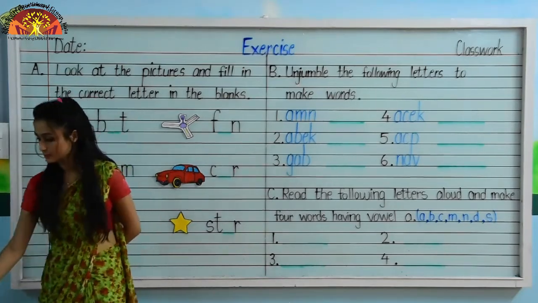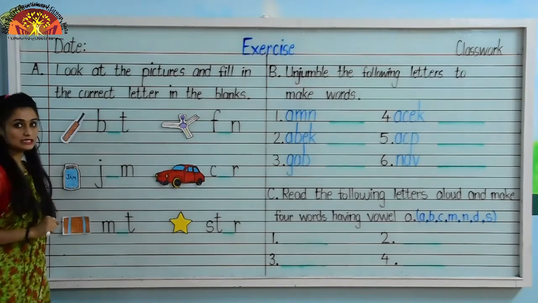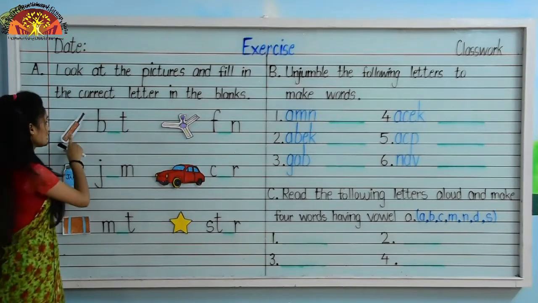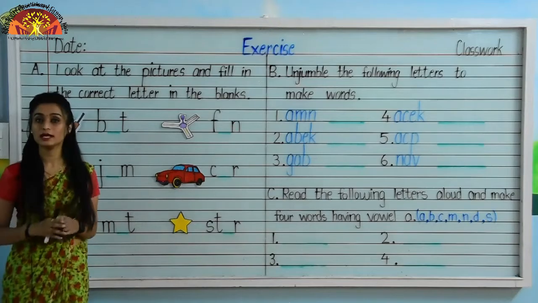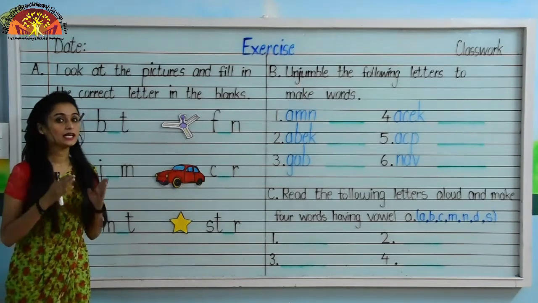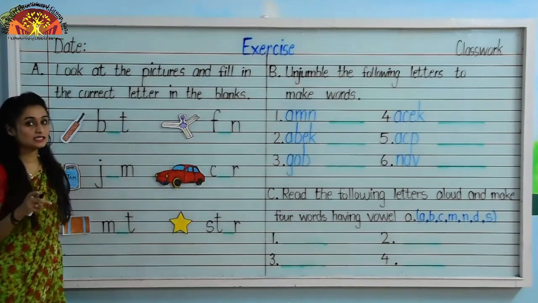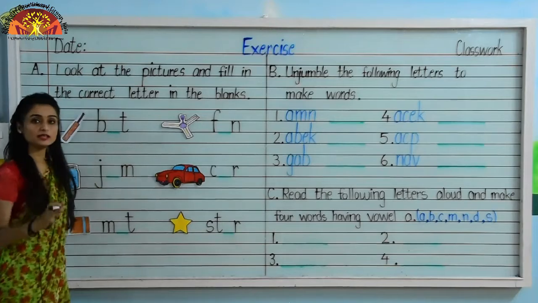So let's start. Look over here kids and tell me which picture is this? Yes, you are right. This is a bat. And what is the spelling of bat, kids? The spelling of bat is B-A-T. Bat. As you can see, B and T are already written.